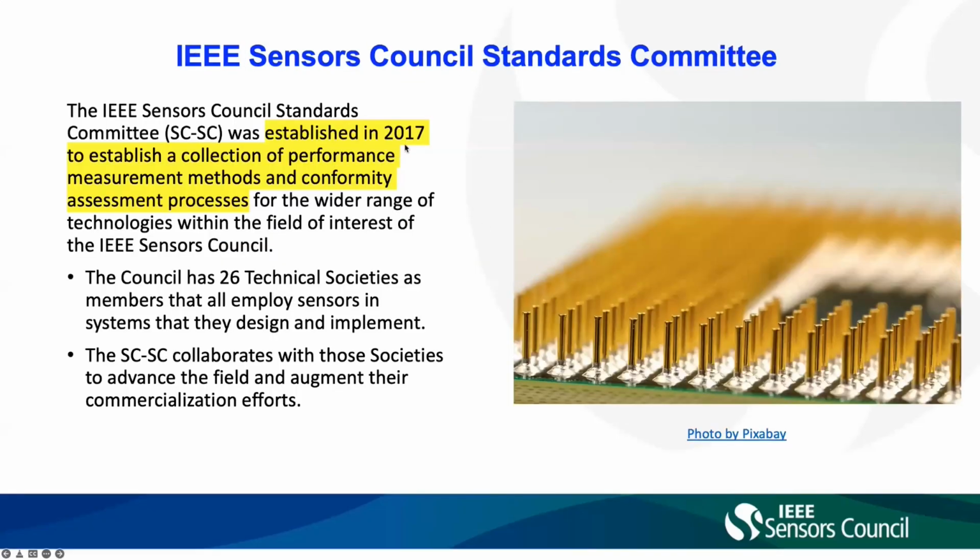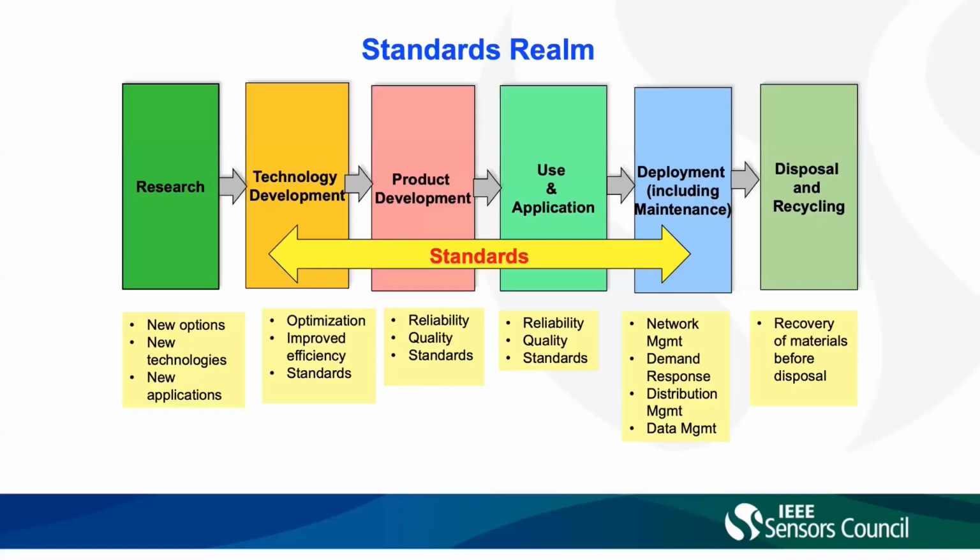And then in 2017, we established the IEEE Sensors Council Standards Committee. And now this particular committee can sponsor standards. We report both to the council and to the Standards Association, and we organize standards projects, and we can publish them through the Standards Association. Where do standards range in the technology world? Research, disposal and recycling of products, everything in between is open for standards. And so standards can make early contributions all the way to deployment and maintenance.